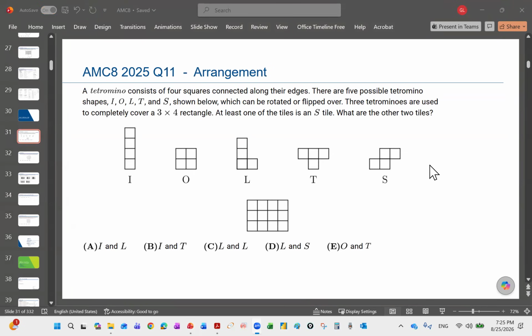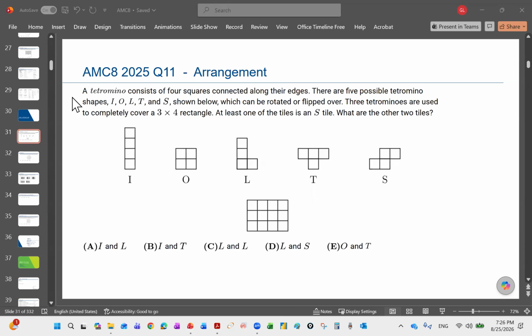A tetromino consists of 4 squares connected along their edges. There are 5 possible tetromino shapes, I, O, L, T, and S, shown below, which can be rotated or flipped over. These 3 tetrominoes are used to completely cover a 3x4 rectangle. At least one of the tiles is an S. What are the other tiles?